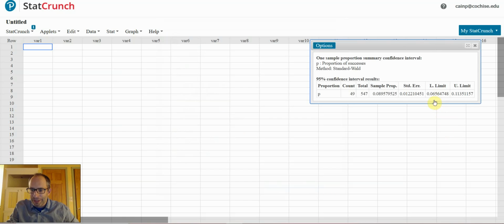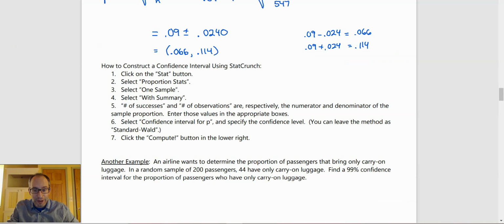Oh, look. If you round that to 3 places, 0.066, 0.114. That's what we had, right? Like if I go back here, 0.066, 0.114. The reason that the margin of error is slightly different is because in the computation that we did here that I have all written in blue, the sample proportion's rounded off, right? It's rounded off to 0.09.